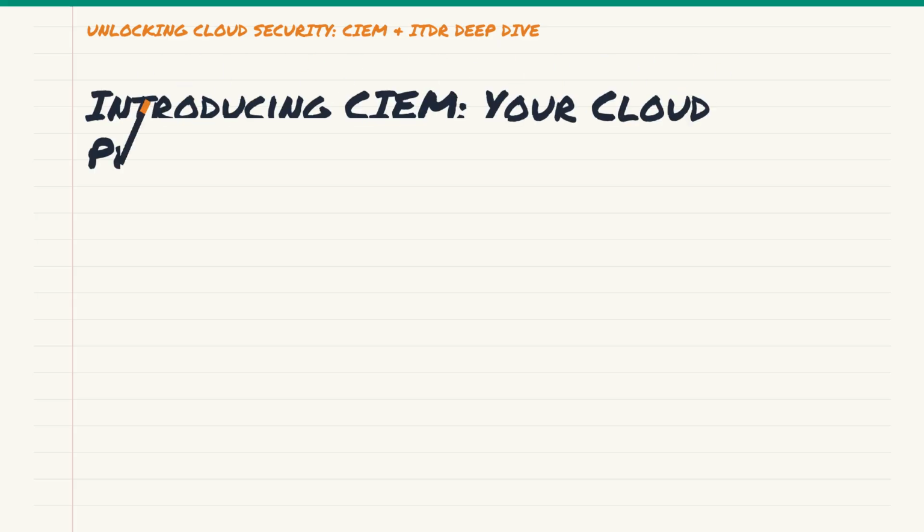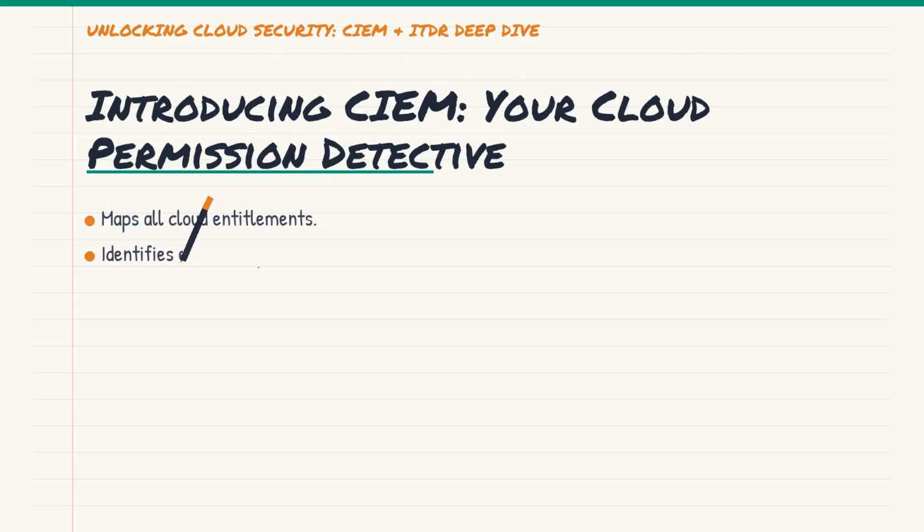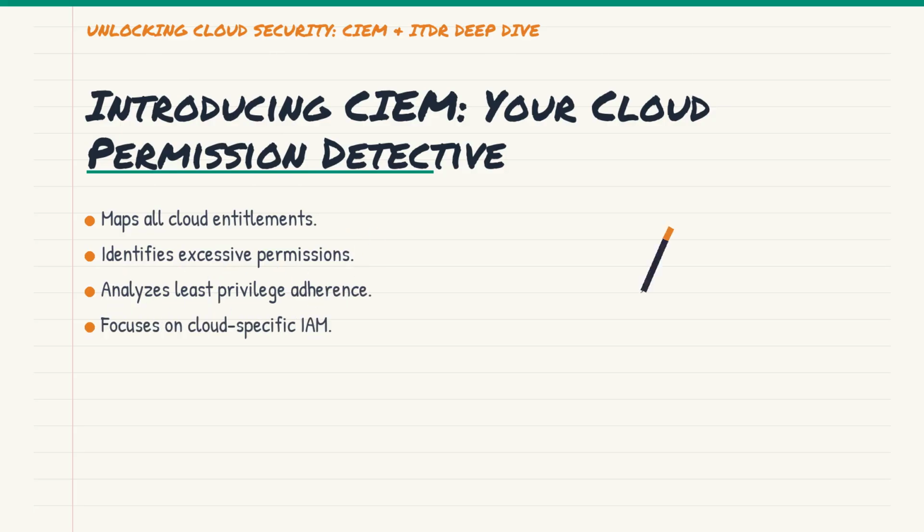This is where Cloud Infrastructure Entitlement Management, or SIEM, swoops in. Think of it as a super smart detective for your cloud. It's not just about listing who has what access, it's about understanding the entitlements. SIEM tools scan your cloud environments like Azure AD, AWS IAM, or GCP IAM to map out every permission, every role, and every granted privilege. It's about getting a crystal clear picture of your cloud's access landscape.